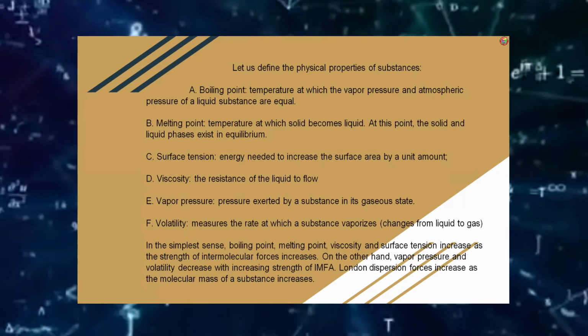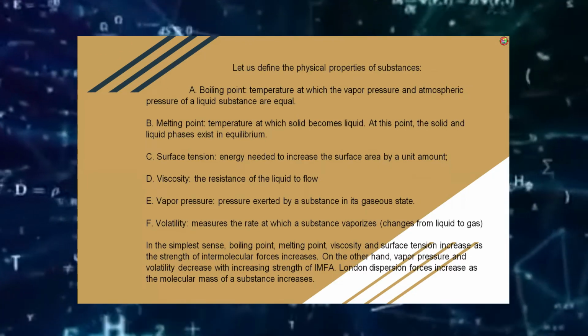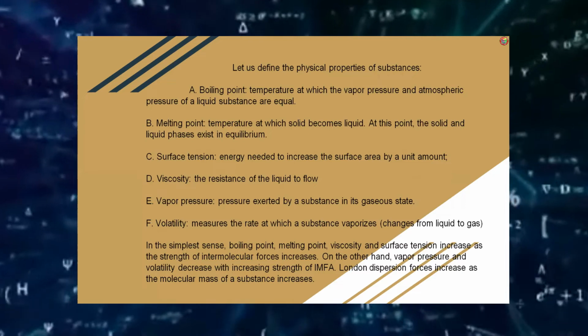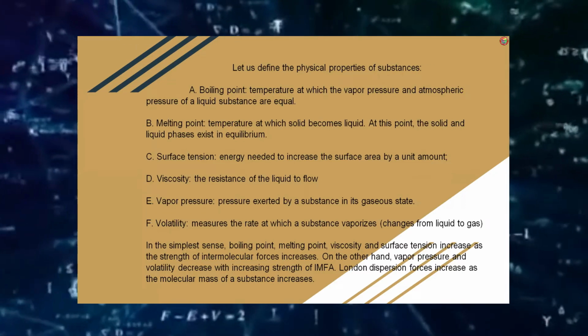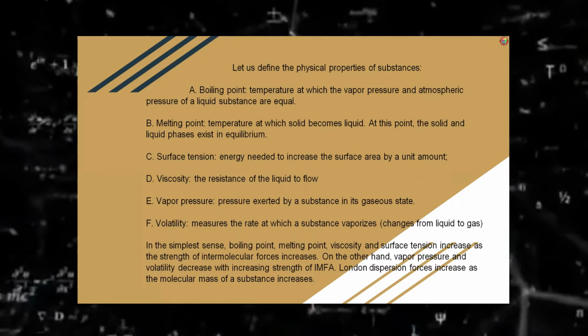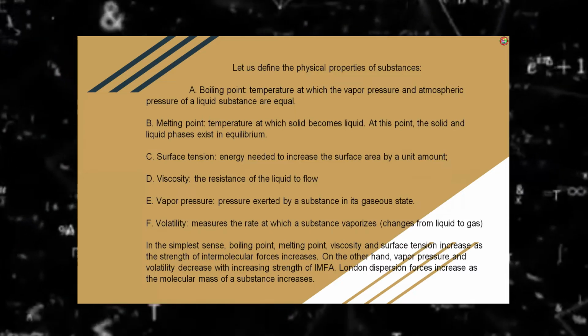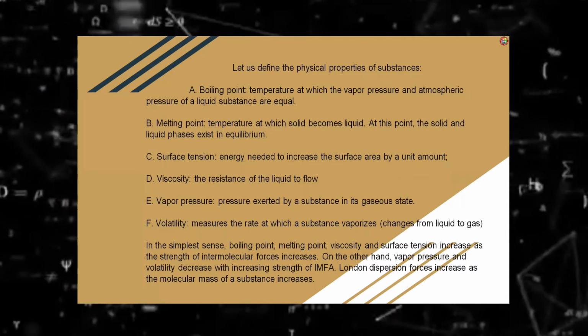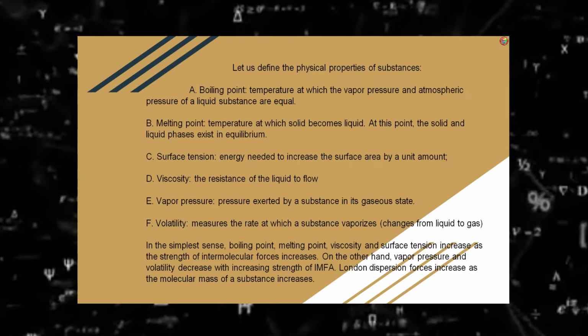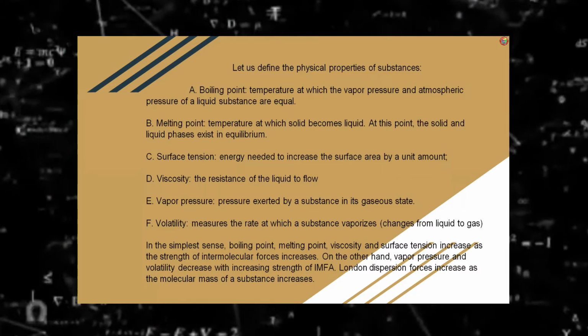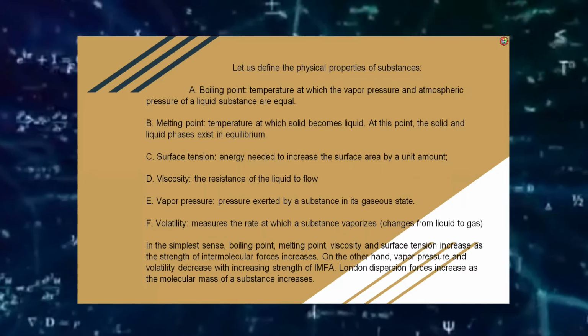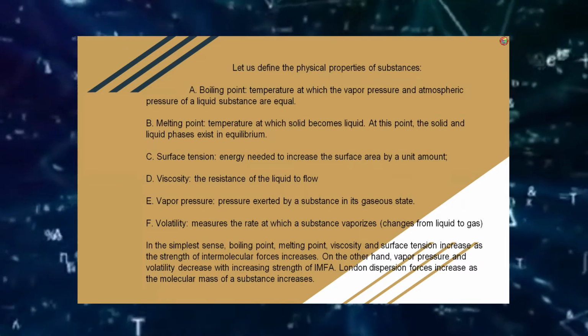Surface tension, so energy needed to increase the surface area by a unit amount. Viscosity, so the resistance of a liquid to flow. Vapor pressure, pressure exerted by a substance in its gaseous state. Volatility, measure the rate at which a substance vaporizes, or this is what we will change from liquid to gas.